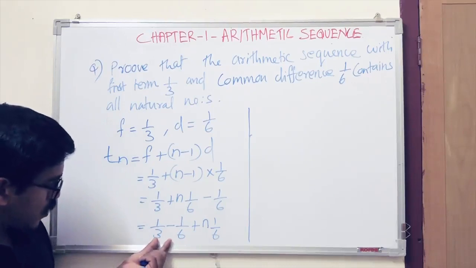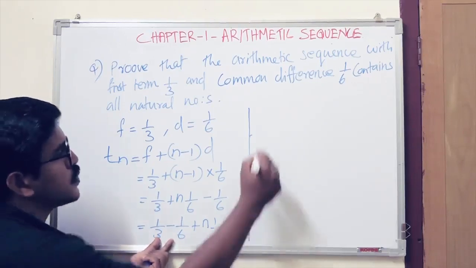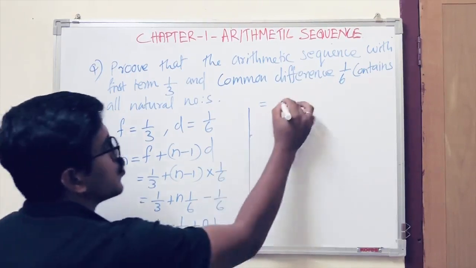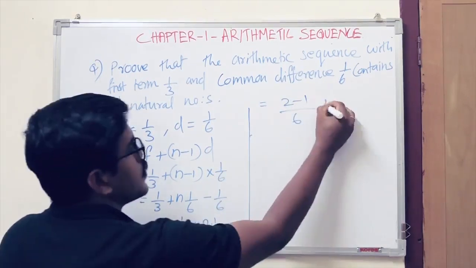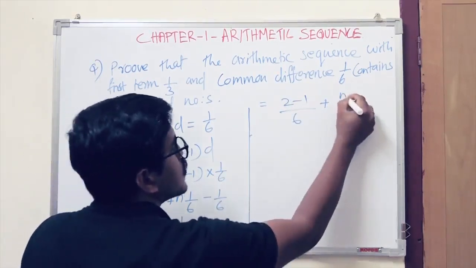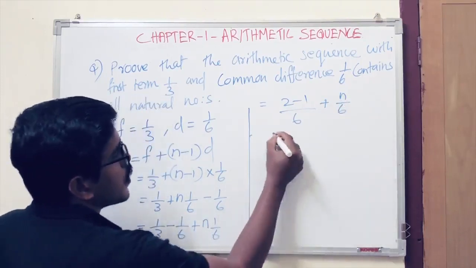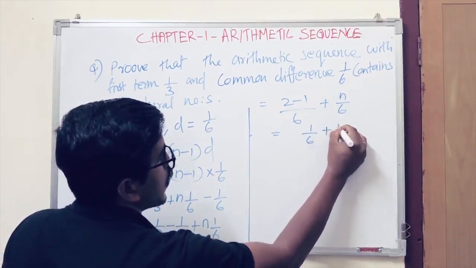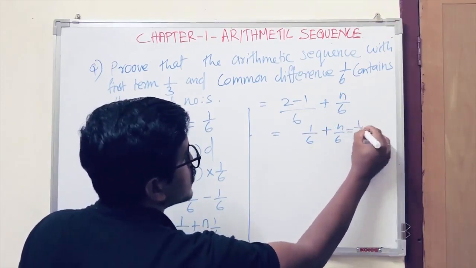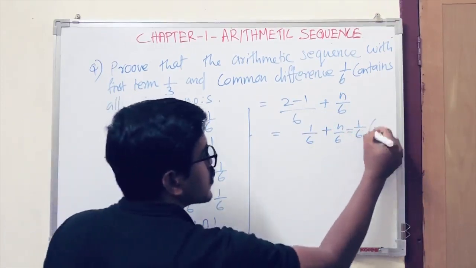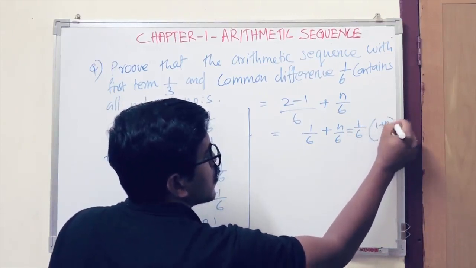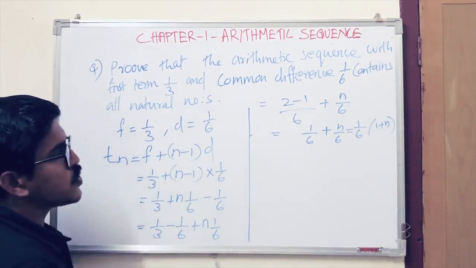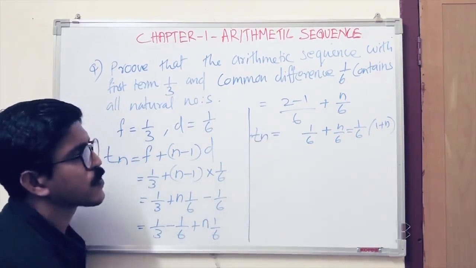Here you can see, we can take the LCM as 6. So here 2 minus 1 will come plus n into 1, n by 6 we can write. That is 1/6 plus n/6. That is, 1/6 is common. We can take 1/6 outside: 1/6 into (1 + n). Okay, so this is our nth term.